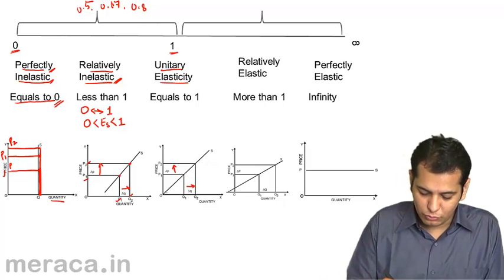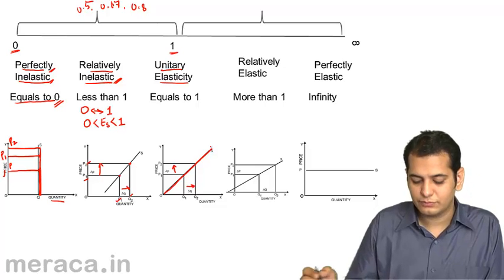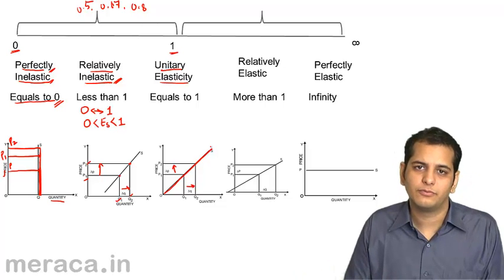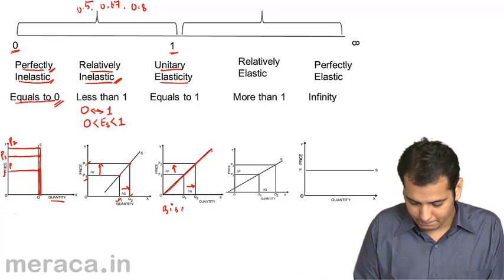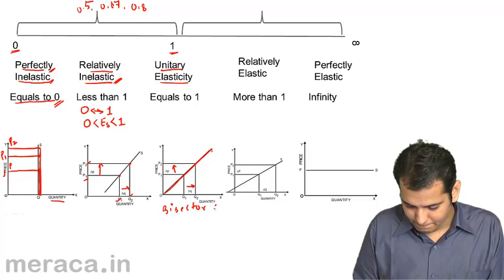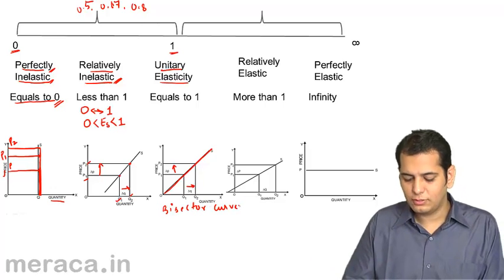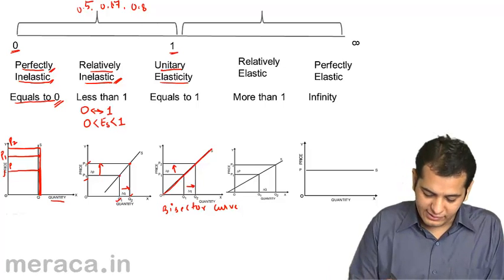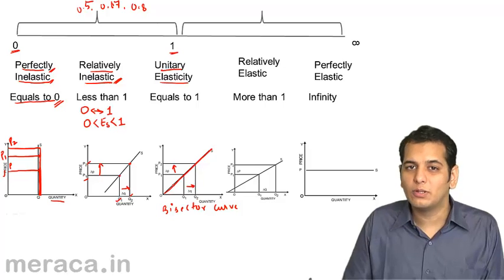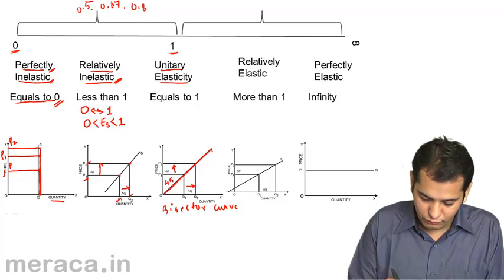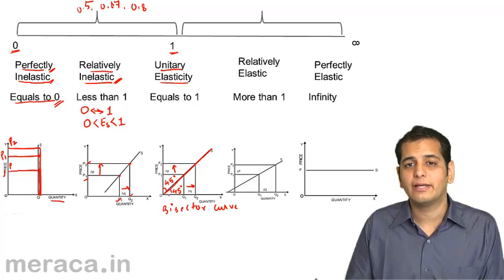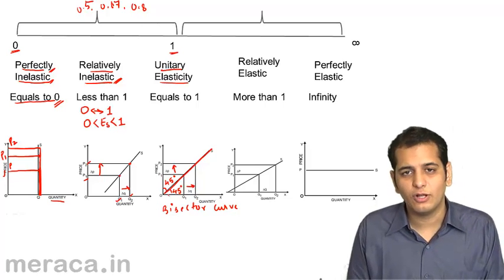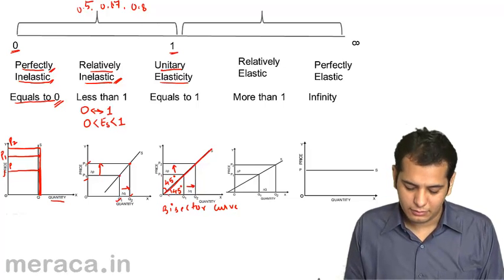This leads to a curve which is a bisector curve. We call this curve a bisector curve. This bisects the origin into two equal angles of 45 degrees and 45 degrees. So we call this curve a bisector curve.